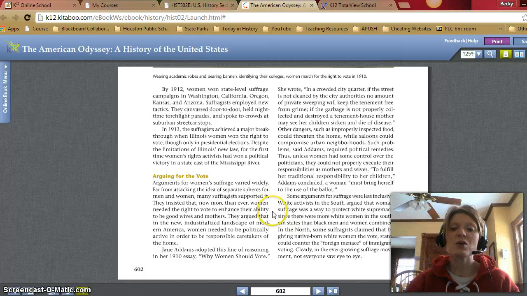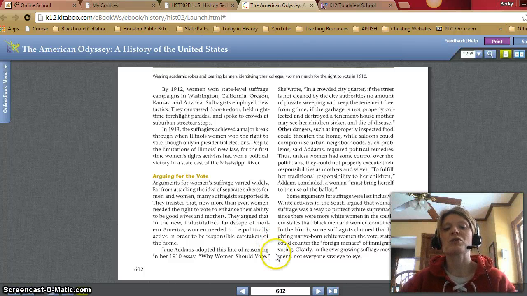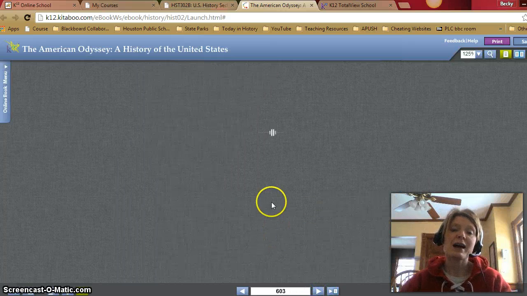Some arguments for suffrage were less inclusive. White activists in the South argued that women's suffrage was a way to protect white supremacy, since there were more white women in the southern states than black men and women combined. In the North, some suffragists claimed that by giving native-born white women the vote, states could counter the foreign menace of immigrant voting. Clearly, in the ever-growing suffrage movement, not everyone saw eye to eye.